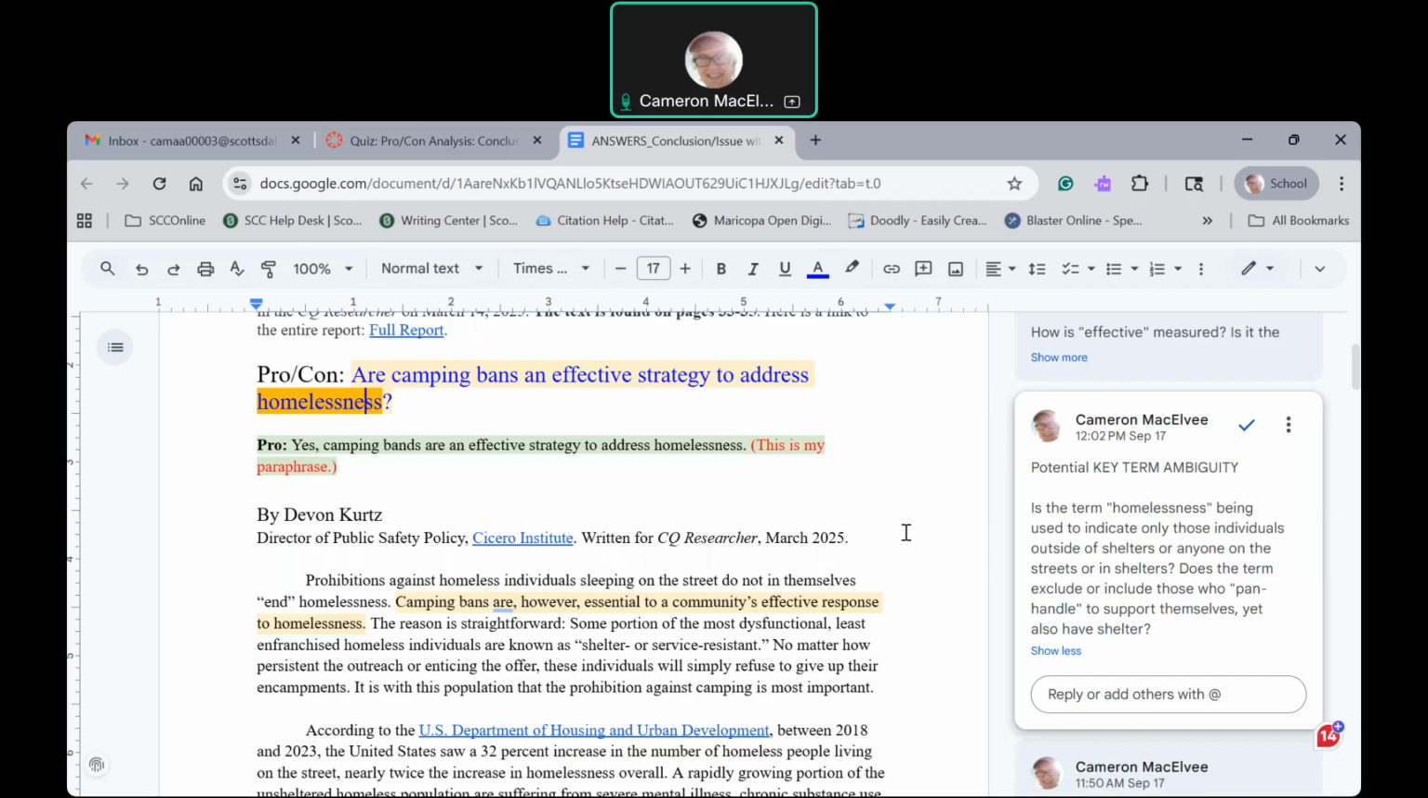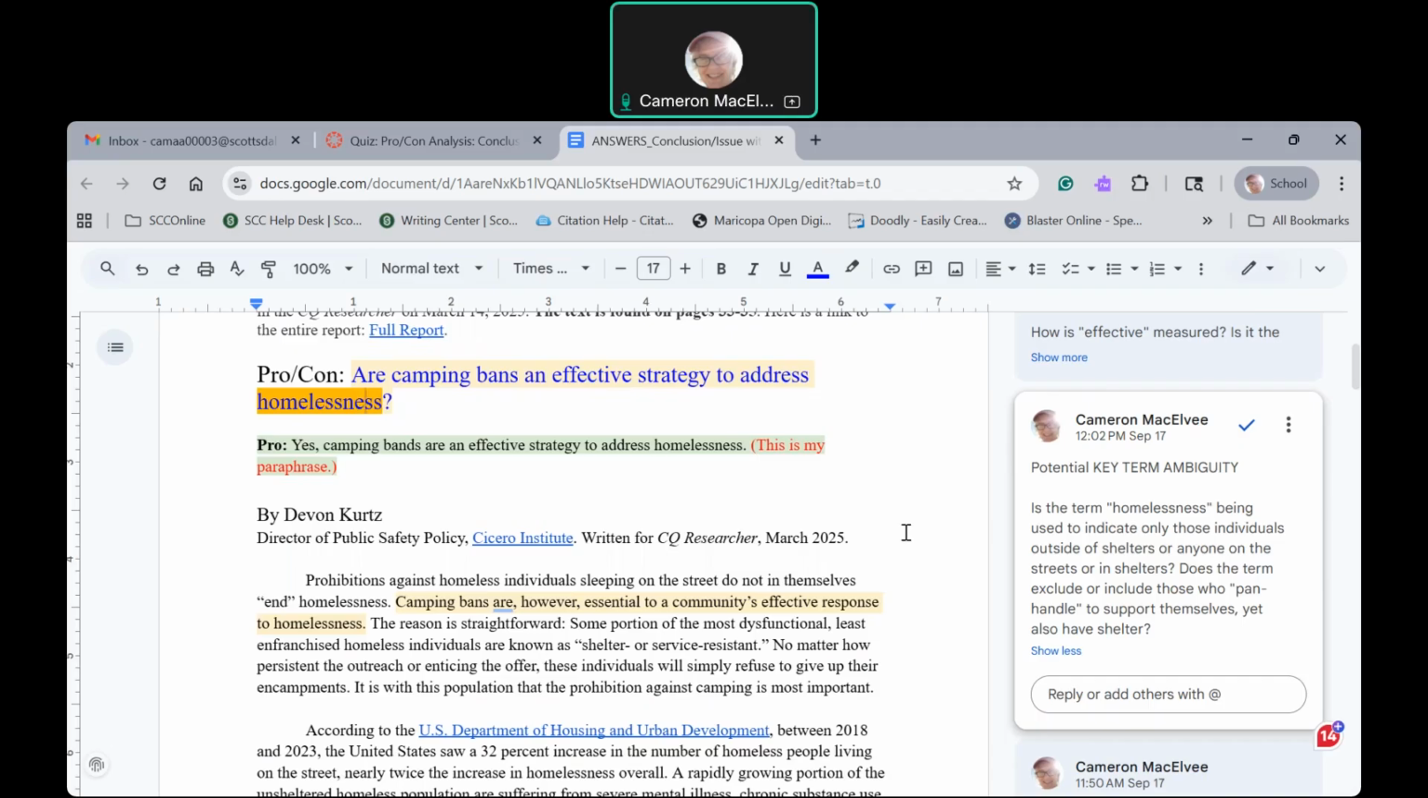Keep in mind, when you write your final paper for the semester, you're going to want to tell your reader, this is what I mean by a camping ban, this is what I mean by effective, this is what I mean by homelessness. You're in control of those definitions, so it will shape the way that you answer the question.